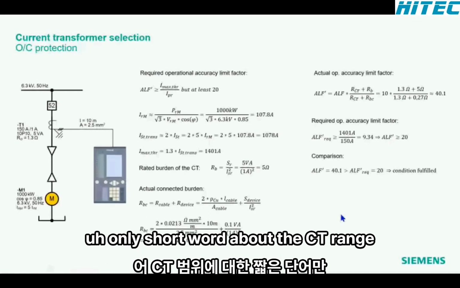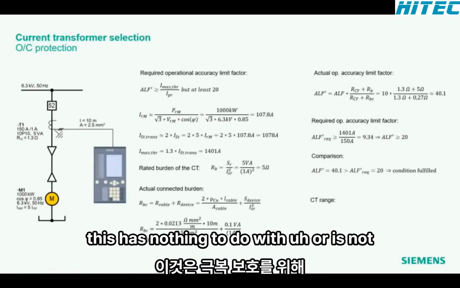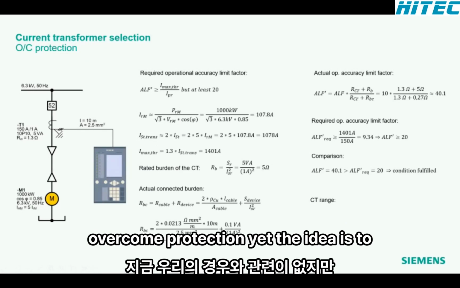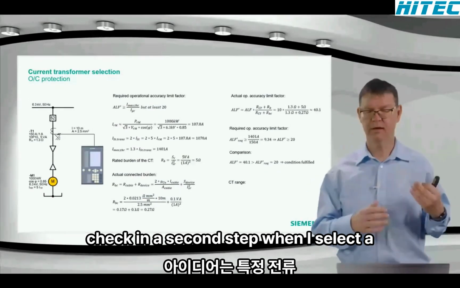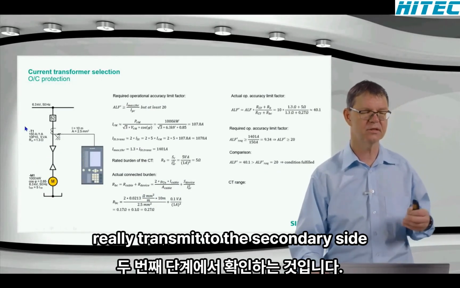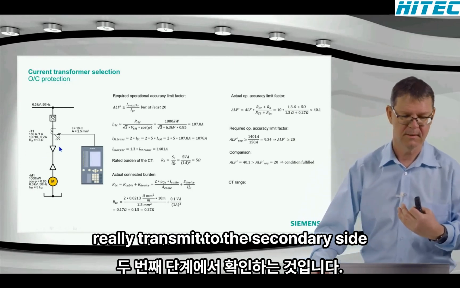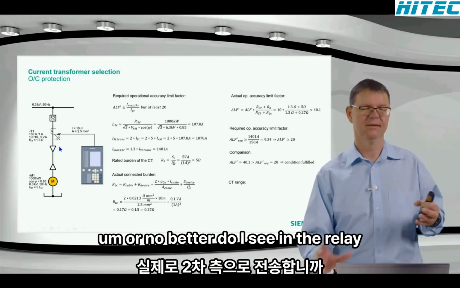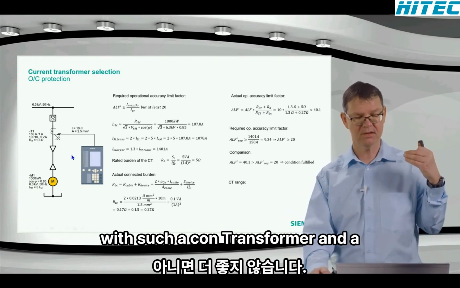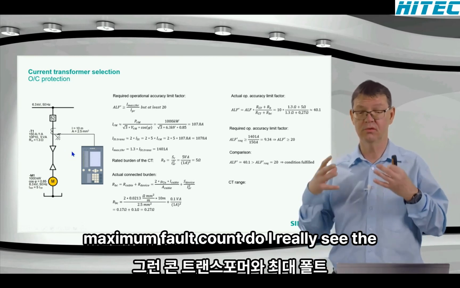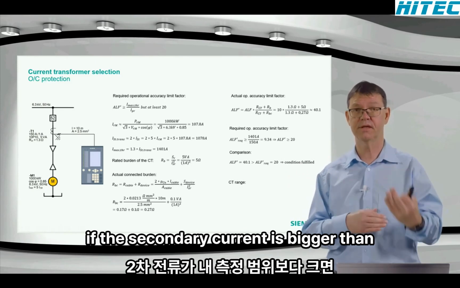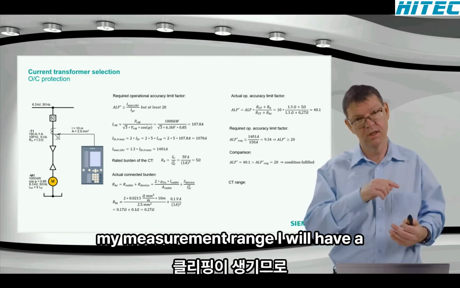Only a short word about the CT range. This is not relevant in our case now for the overcurrent protection. Here the idea is to check in a second step, when I select a certain current transformer, do I see in the relay, with such a current transformer and the maximum fault current, the full curve? Or is there kind of clipping? Because if the secondary current is bigger than my measurement range, I will have a clipping.